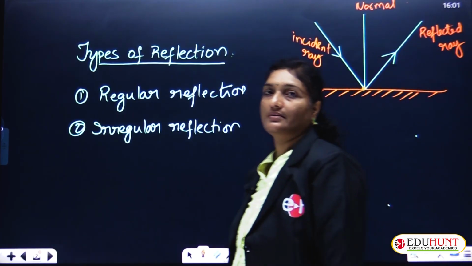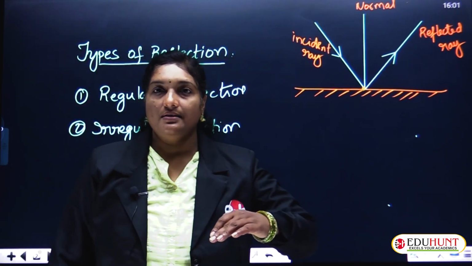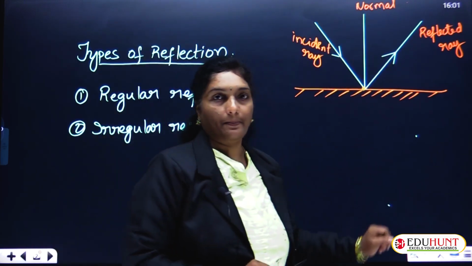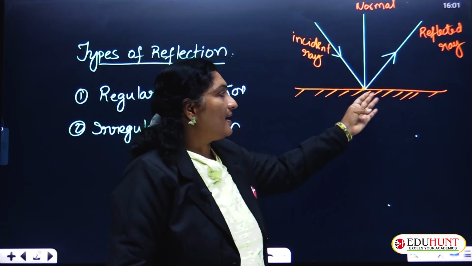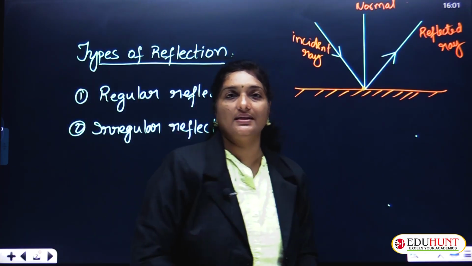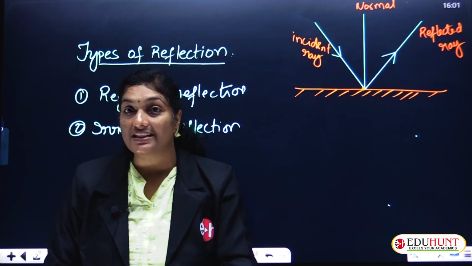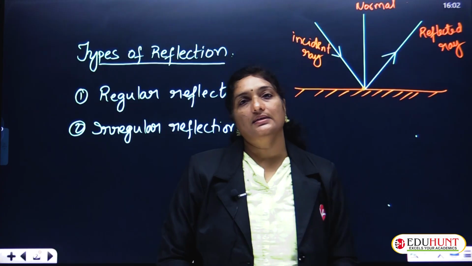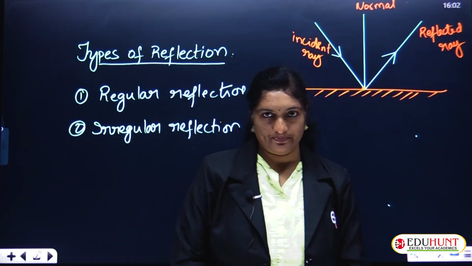So, on the diagram you can see three different lines. First, the surface. The perpendicular drawn to the surface is called the normal, and it always makes 90 degrees with the surface. The first line is the incident light, the light that directly falls on the surface, and the last one is the reflected ray. After striking the surface, the light goes back to the same medium, and that is called your reflected ray.